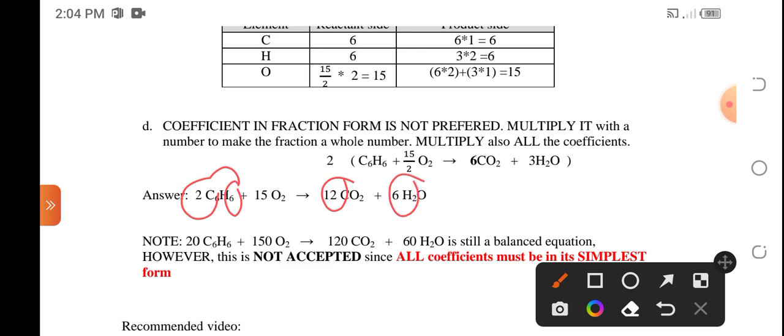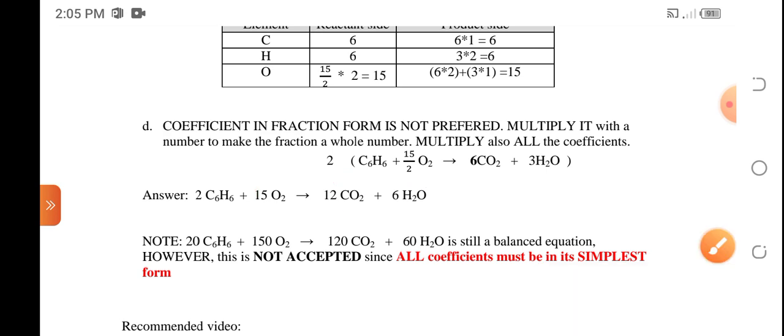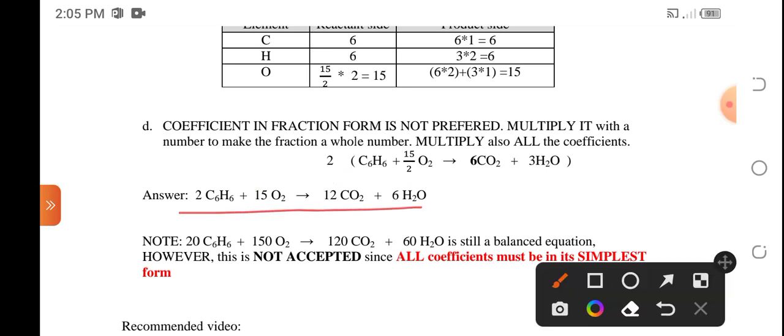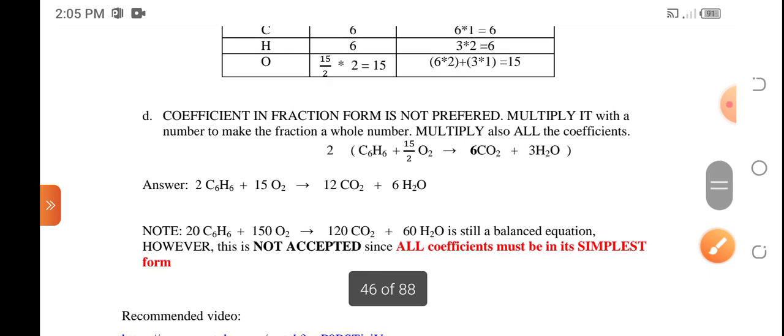Okay. For the oxygen, this is 30. Okay, in the reactant side. In the product side, 12 times 2 is 24 plus 6 times 1 is 6. So 24 plus 6 is still 30. So all in all, these coefficients are now the simplest coefficient for this chemical equation. So this is actually a combustion reaction of benzene or C6H6.